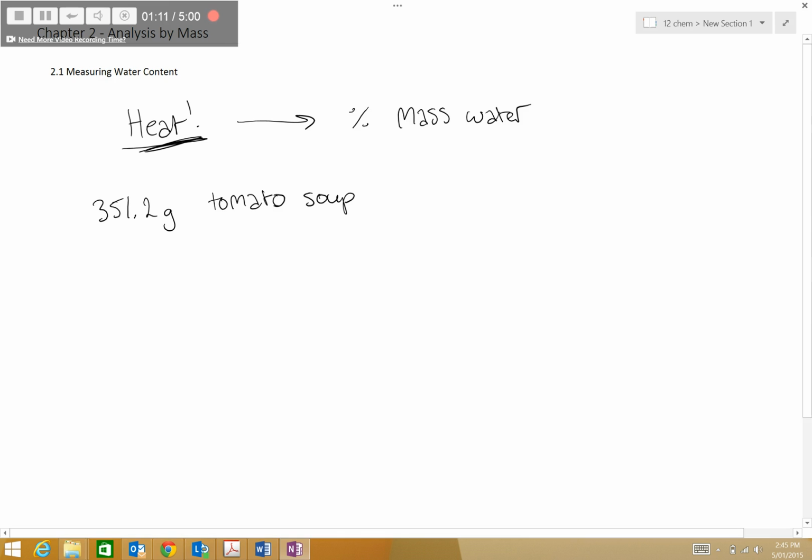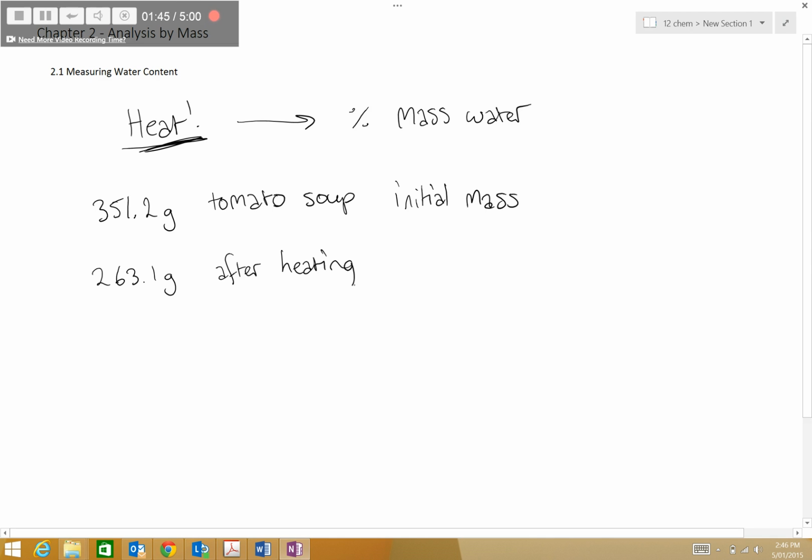Okay, so what you need to do is you would take your soup and you would heat it up, okay? Because we know that when we heat something, that water is going to be removed. So let's say this is our initial mass here. And then we're going to heat it up for a bit, and after we heat it for a while, we're going to weigh it again, okay? And let's say we weigh it and we get 263.1 grams. Okay, this is after heating.